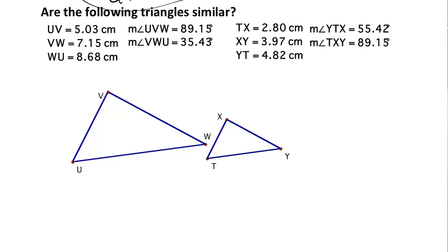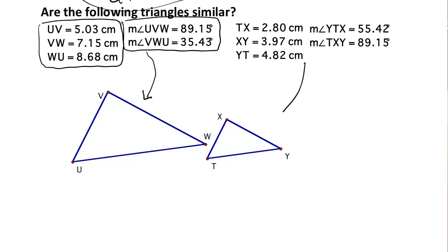Are the following triangles similar? Here we're given side lengths, and we're given angle measures. So you should label the diagram with the given information, and then determine which of these postulates or theorems you can use to determine if the triangles are similar. I'll let you figure that out with your neighbor. And then you can begin the homework.